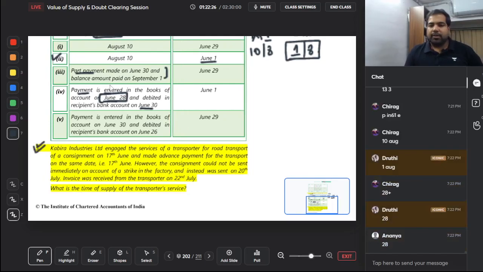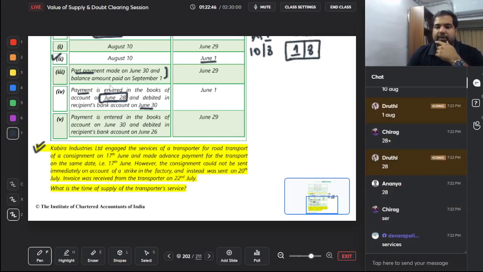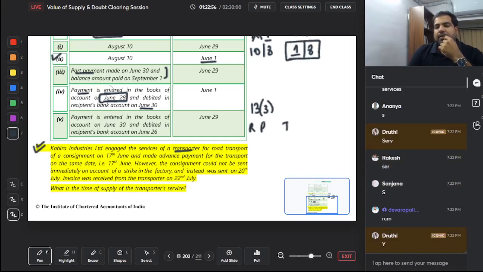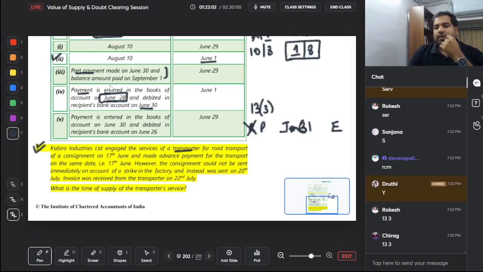Guys, I want you to read this and tell me whether it's goods or whether it is services. You will get to know in the first two lines only. Is it goods or is it services? It is services, so section 13. And is it RCM guys? Yes, transporter, so RCM 13(3). Recipient pays in 31 entirely. Recipient goes out, this becomes 61.